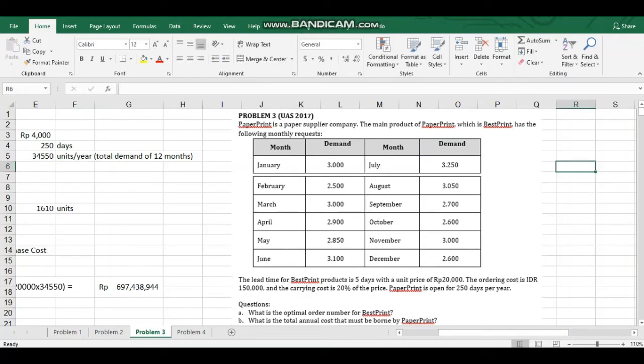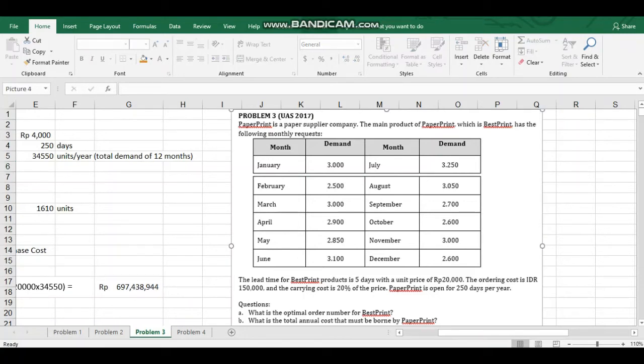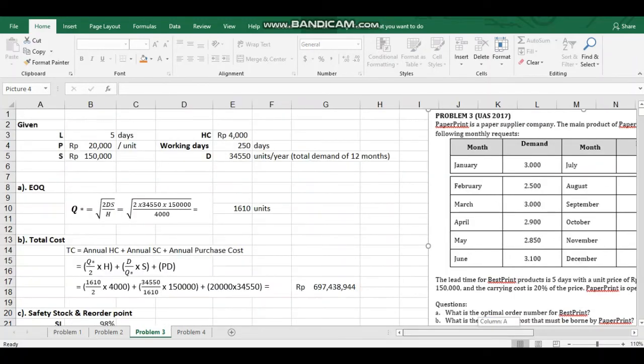In here, the problem is Pepperprint is a paper supplier company, and the main product of Pepperprint, which is Bestprint, has the following monthly request. So here we have the table of months in a year from January through December, and for each month they have each amount of demand.